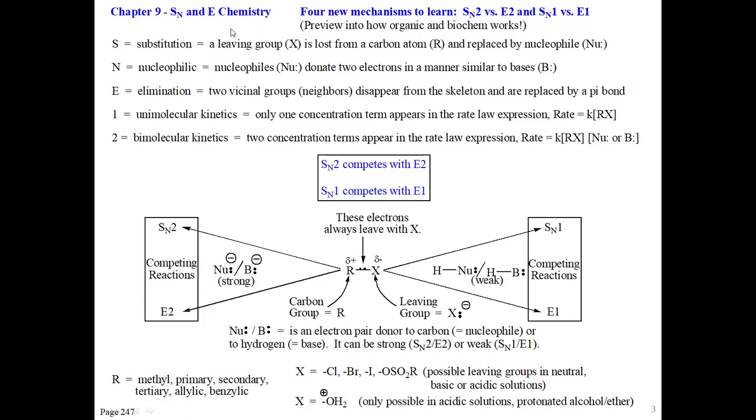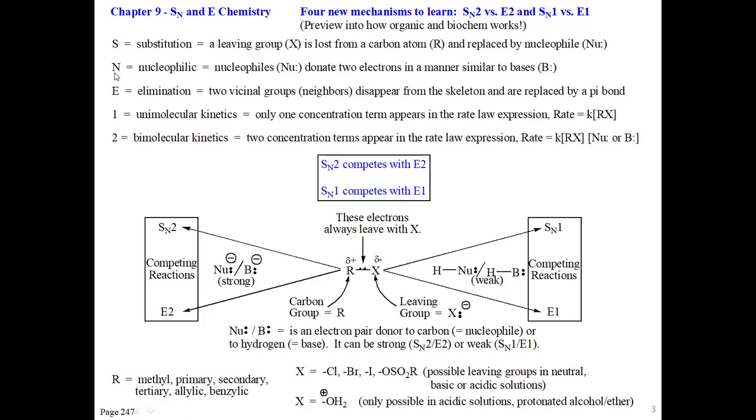We're going to look at 4 mechanisms. These are SN2 and E2 that compete with each other, and also SN1 and E1 that compete with each other. S stands for substitution. In all these compounds and all these reactions, there'll be a leaving group. There are a variety of leaving groups, but we will use bromide as the main leaving group of this topic. That will be lost from one of the carbons, and that will allow the reaction to proceed.